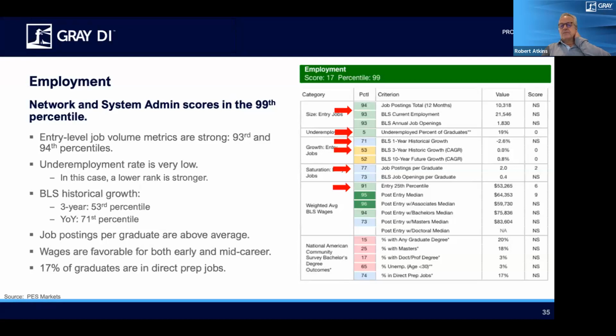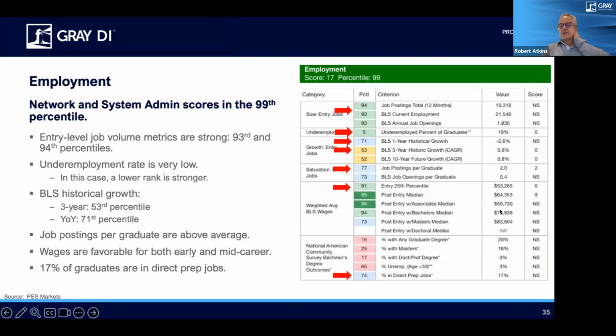Entry-level wage. This is for people coming out of this program. We use a 25th percentile BLS wage for this. Good wage, 91st percentile at $53,000. Now, once they've been out in the market for a while, after 3 or 4 years, they come into the post-entry median at $64,000. And then they may go on to get a further degree.